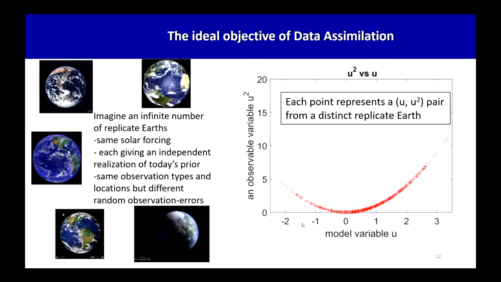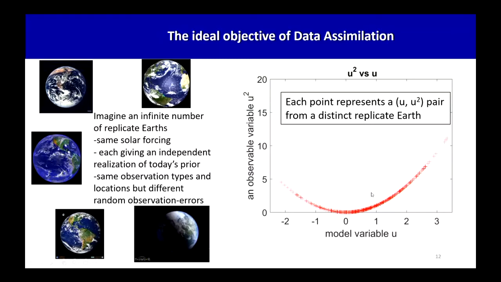So down here, let's just suppose that the instrument is measuring u squared. So we're going to have an observation of u squared. But each replicate Earth has a value of u. The abscissa axis here, the x-axis, is just u, and the ordinate axis, the y-axis, is u squared. You can see there's a concentration here of around, I don't know, 0.5 or whatever. So that's what's happening on all the replicate Earths, and you, as omniscient beings, know that.